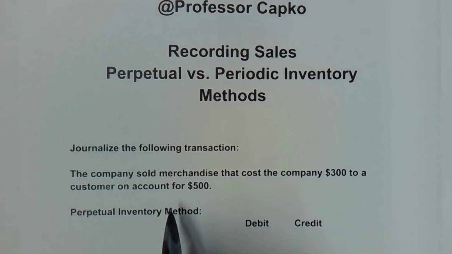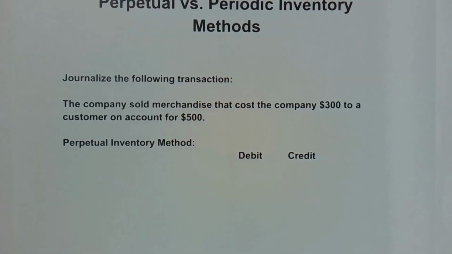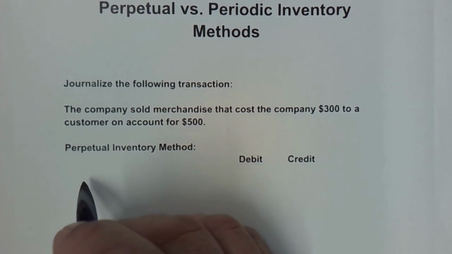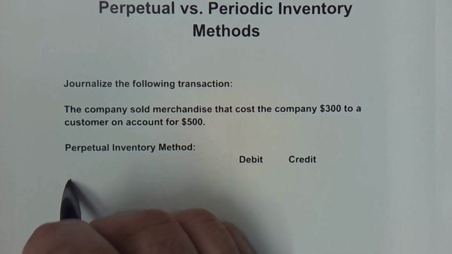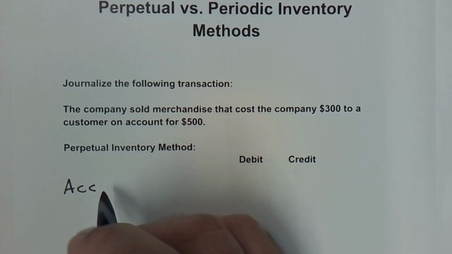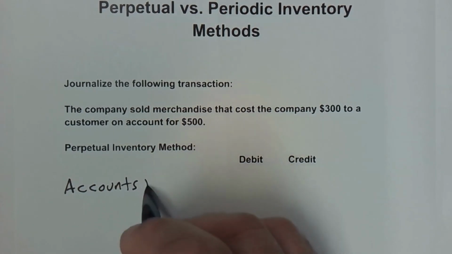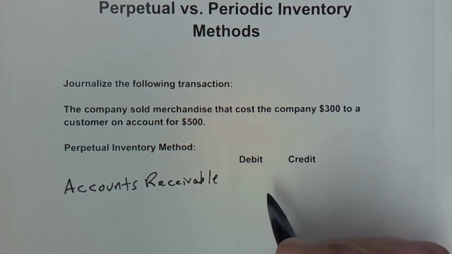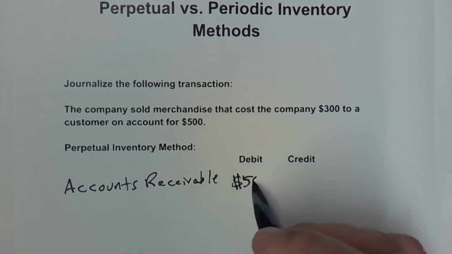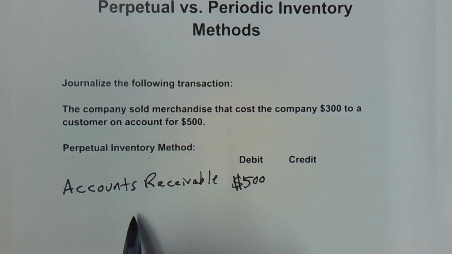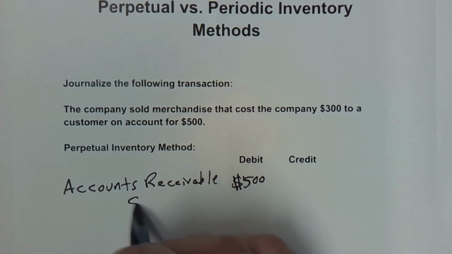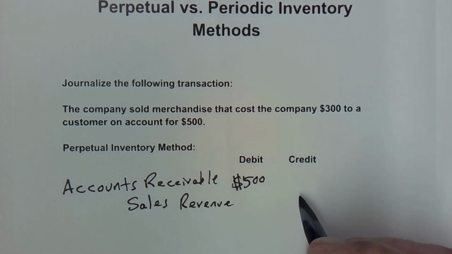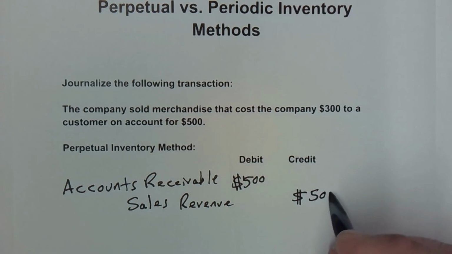So we're going to first look at the perpetual method. Under the perpetual inventory method, we're going to first record the sale. As I mentioned, it's not a cash sale, so the debit is going to be to accounts receivable. And that's going to be for the $500 that the customer is paying for the merchandise. Our credit is going to be to sales revenue. And that's going to be for the full $500.